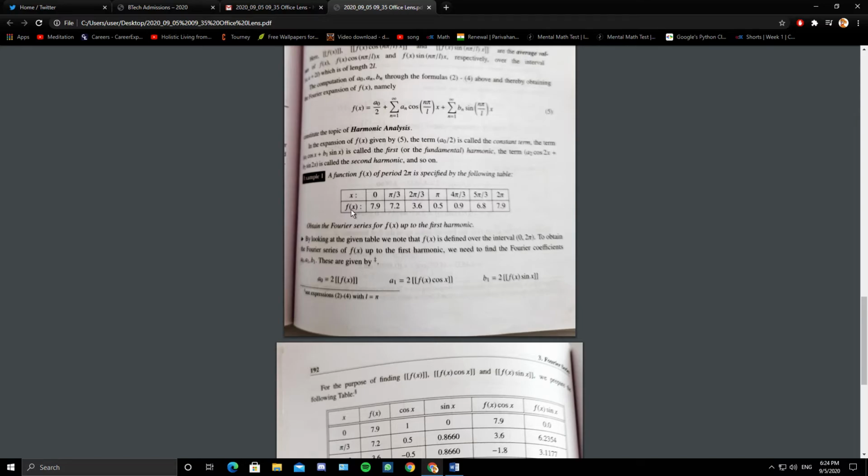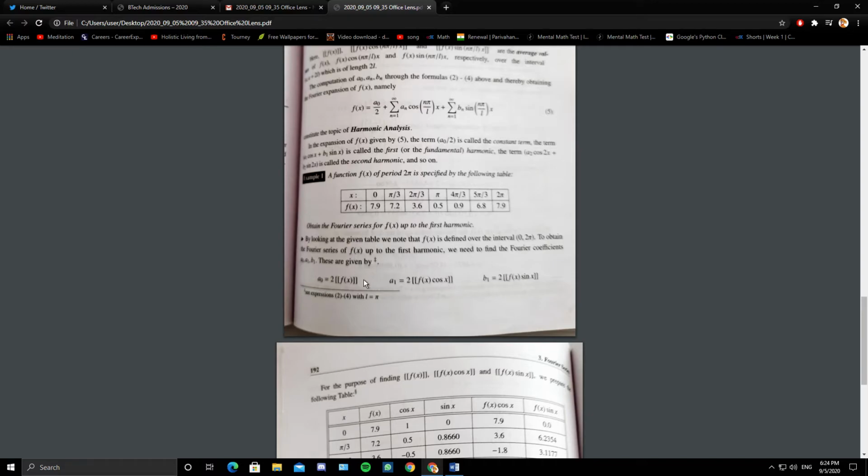You are given a function x and f of x in tabular form. From the tabular form, find out the period. The function is defined in the interval 0 to pi, so the period is 2 pi. So f of x is periodic with the period 2 pi, and we are asked to find the Fourier series up to the first harmonic. First harmonic means a1 cos x plus b1 sin x.